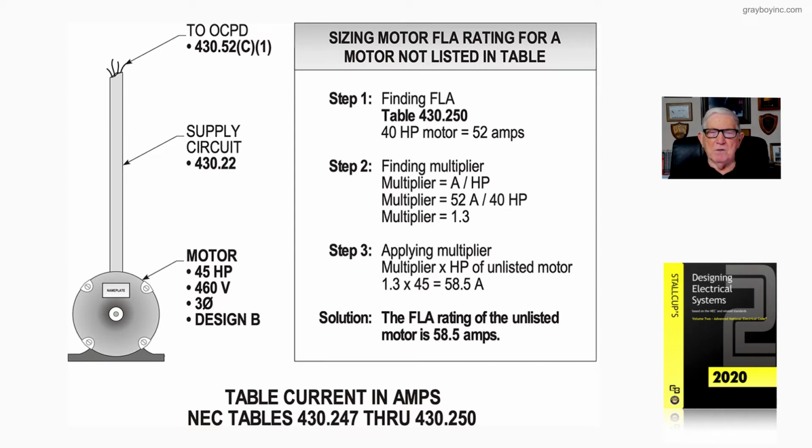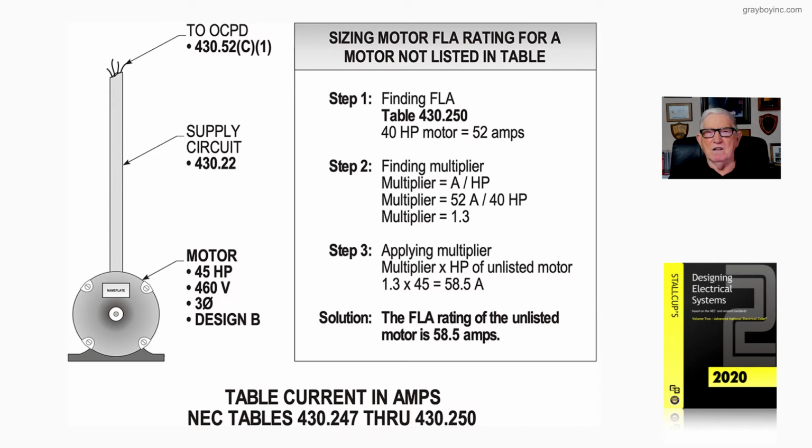Now, this procedure has been outlined in NEMA 1 motors and generators for a good while. It didn't give you the illustration you see here. It was just saying this was a method, written in text, that you could use. So the solution is the full load amp rating of the unlisted motor is 58.5.